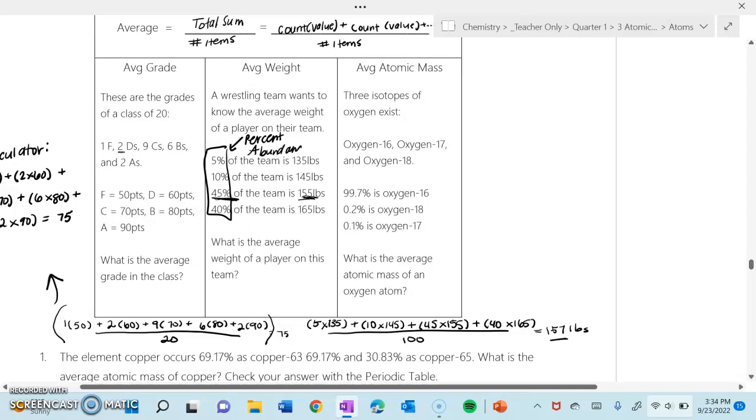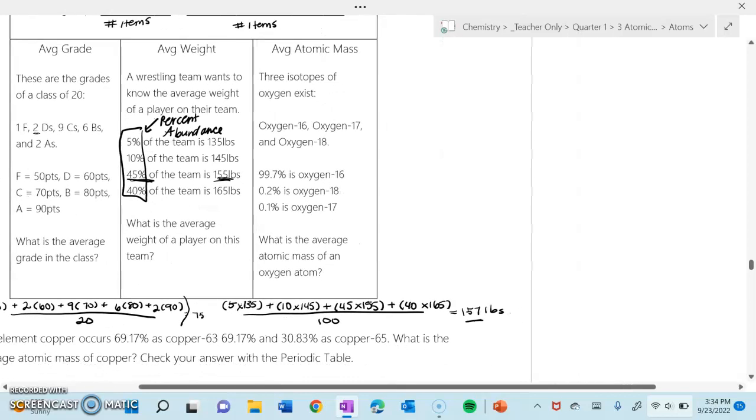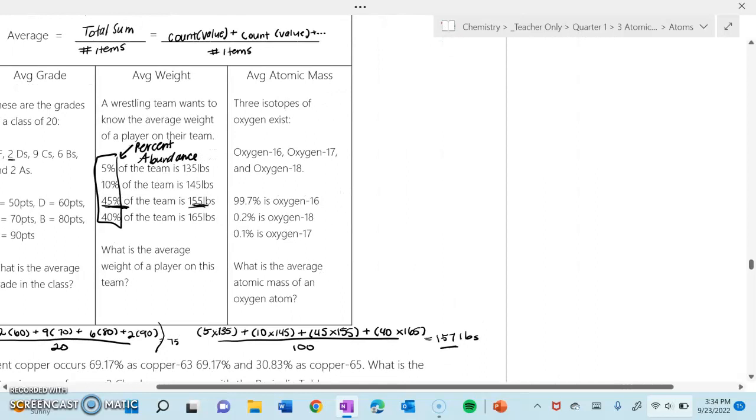How abundant is each one? And when we see percentages, that just means our total is going to be 100. Now let's bridge this over to atoms. So we have 3 isotopes, which just mean variations of the element oxygen. They're going to have different masses.